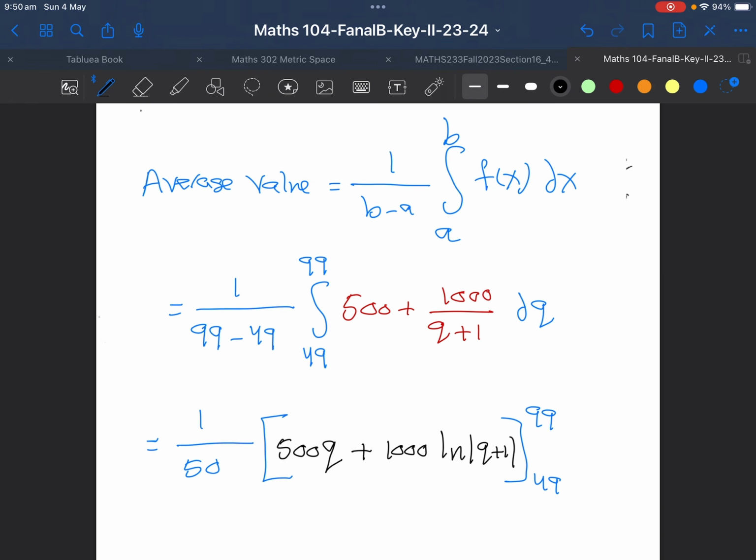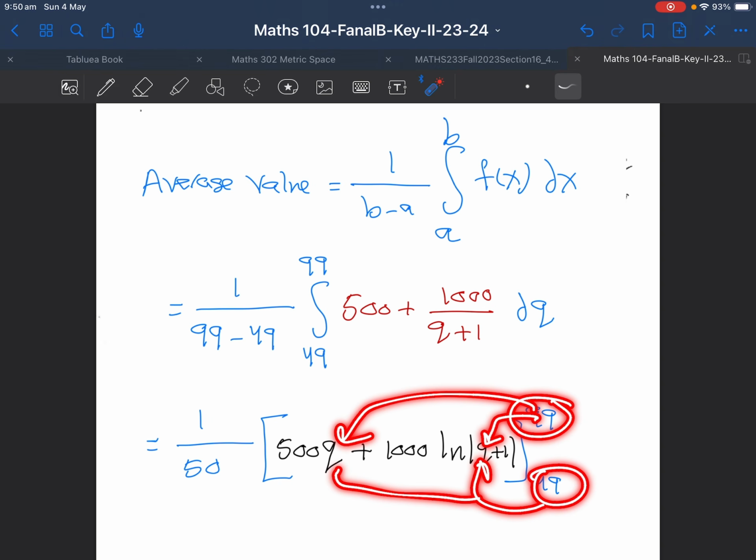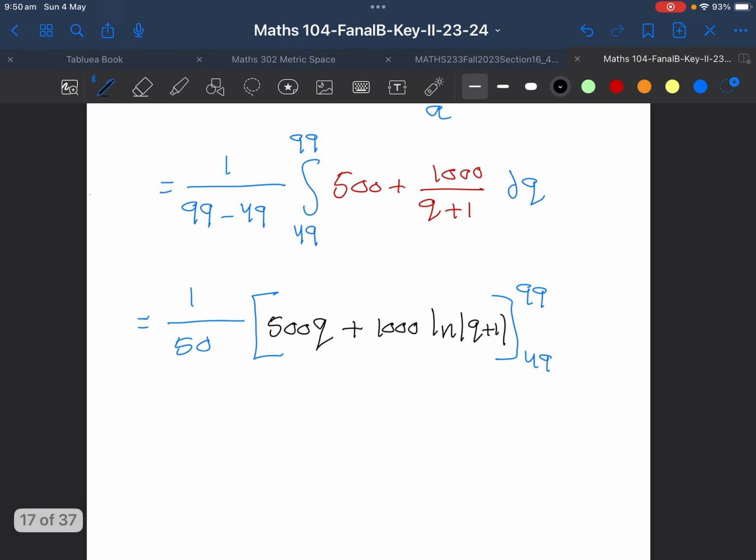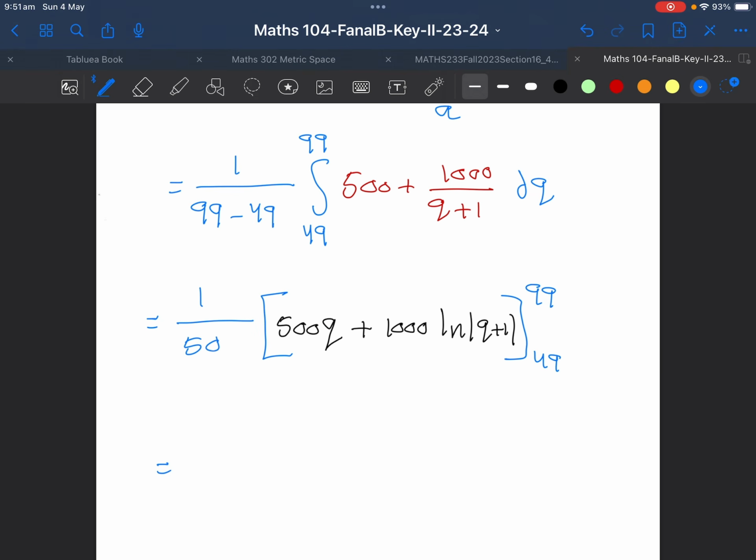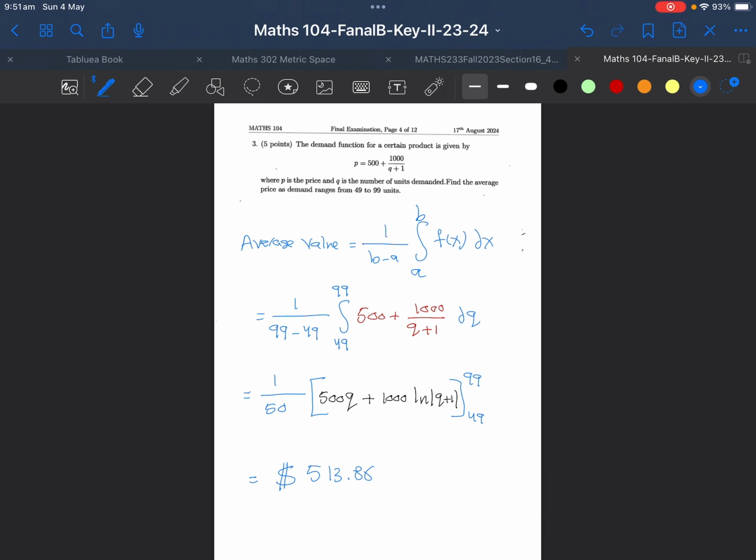The final step, you need to substitute 99, and then you need to substitute 49, subtract them, and do everything in the calculator, that's better for you. The final answer will be 513.86. Of course, this should be in dollars. And that's how we do it. So the only trick, remember, is the integral of a function and its derivative: the answer is ln u. That's the key here.